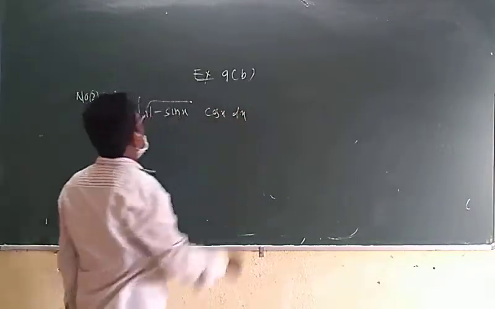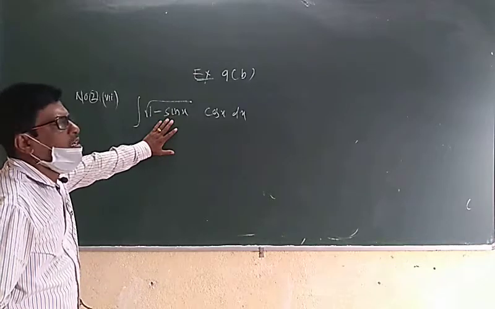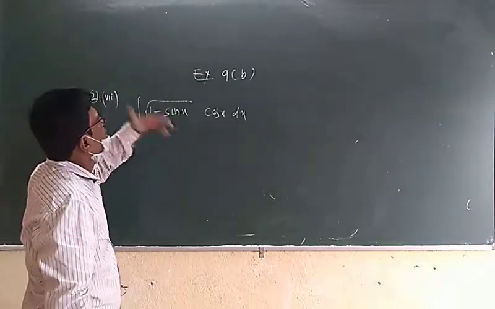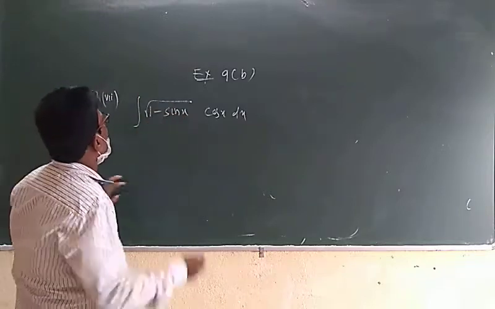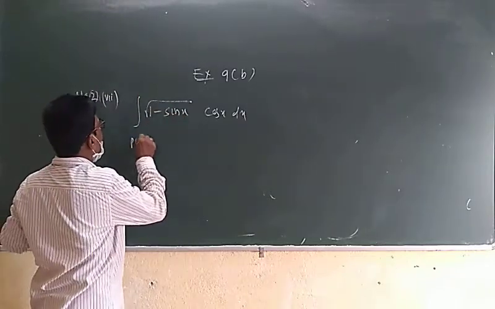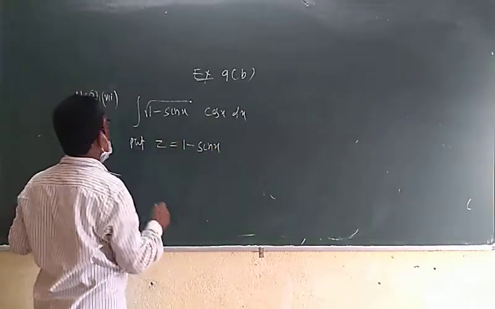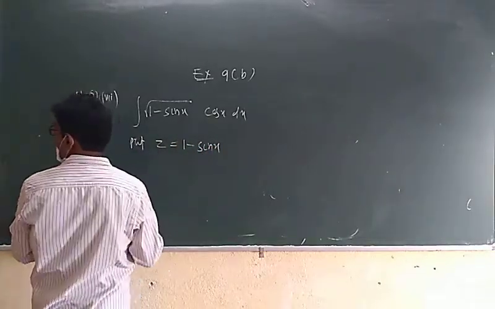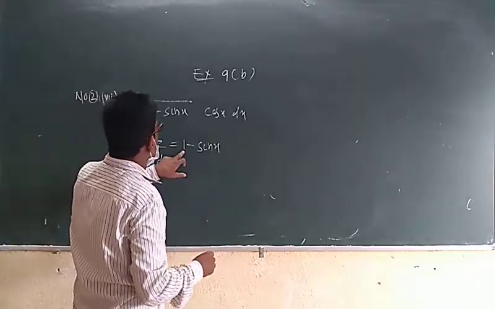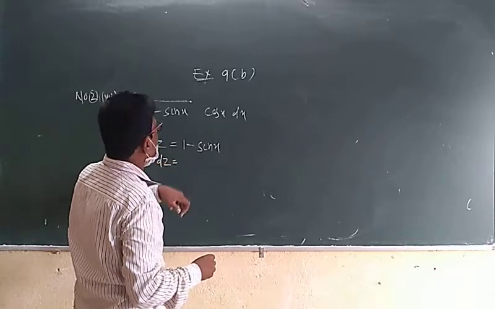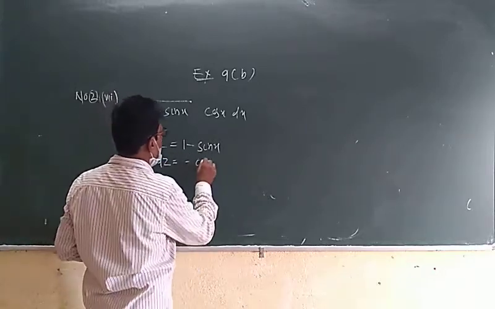You look, some students take sin x as t, but I told you, in the root over case, take z is equal to 1 minus sin x. So dz is equal to, since 1 is a constant, the derivative of a constant is 0, but minus sin x is present. So the derivative of minus sin x is equal to minus of cos x dx.